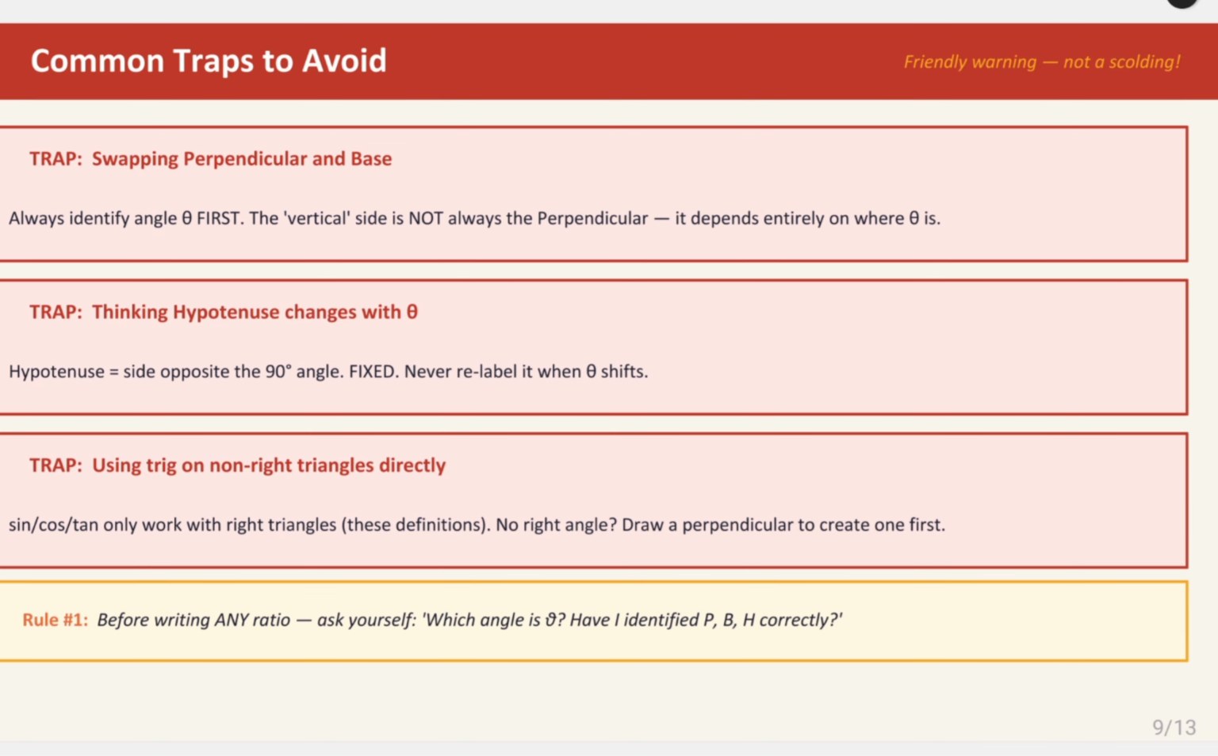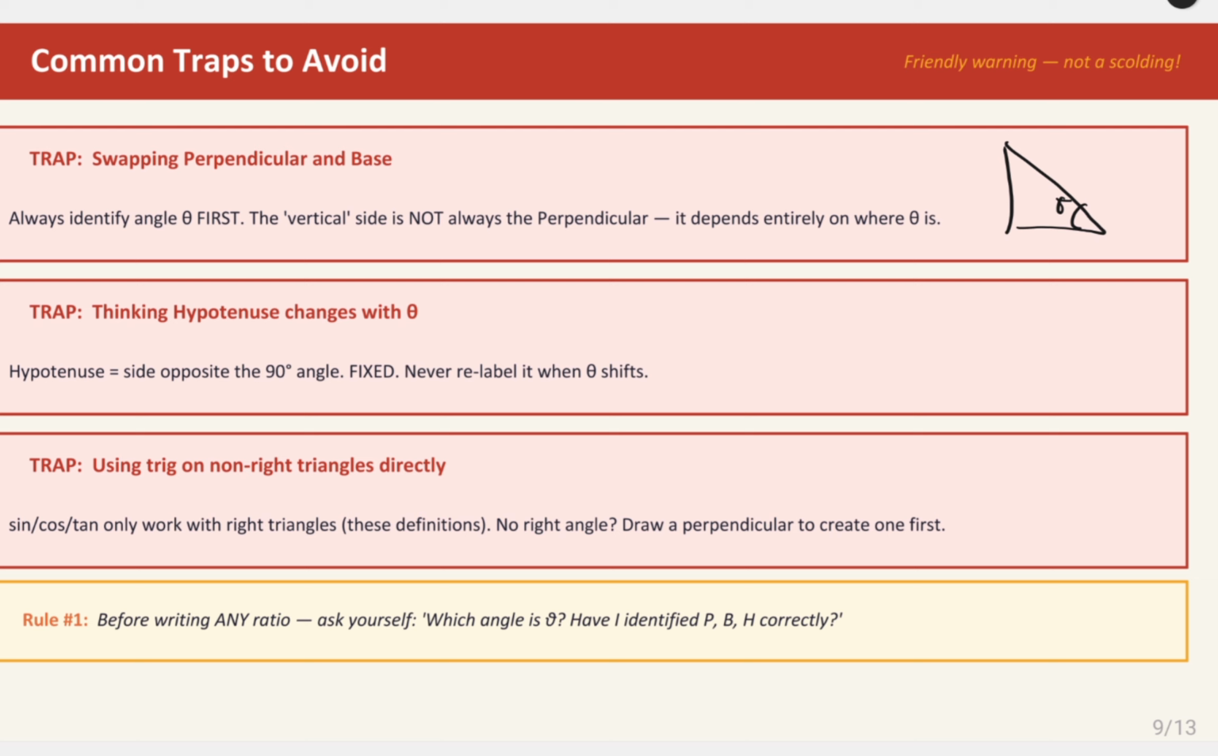Okay. Now moving on to the traps that we should avoid. These are the common mistakes that students make. Trap number one is swapping perpendicular and base. This is the number one mistake. Students label P as perpendicular and base from habit, the vertical side must be P, instead of checking which angle Q they are working with. So always identify theta first, then label the sides. First you need to find what angle we are talking about right now, where the angle is being formed. According to it, we will name the sides as base, perpendicular, hypotenuse.